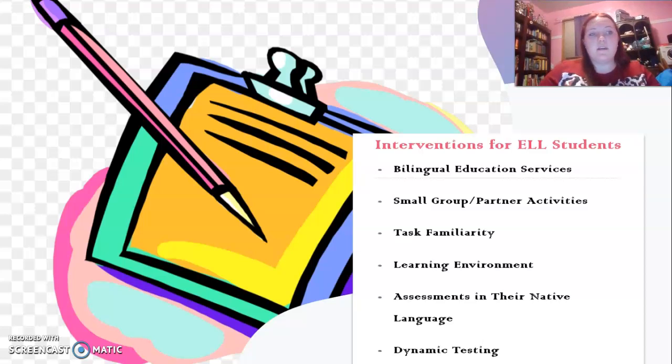Or sorry, dynamic testing is also another great intervention. It's good for all students. It involves providing different ways of testing. So like you could start with one unit doing a small 10 question quiz, and then the next one could be a test. And then after the test, you might do a project. And this is great because it changes up the different assessments.